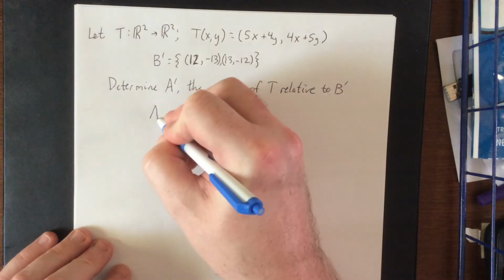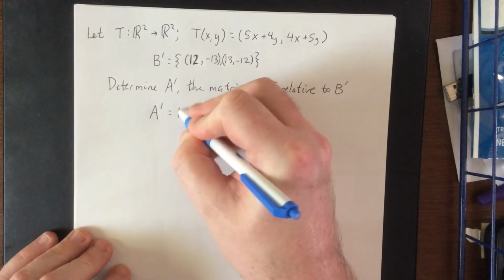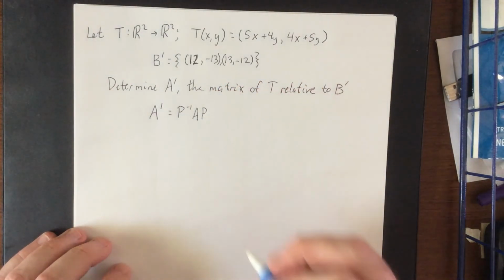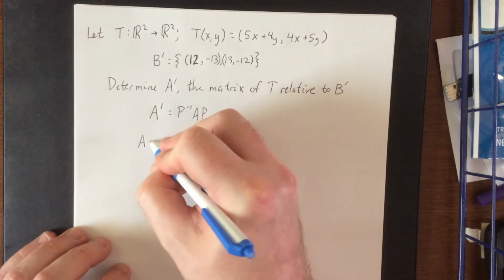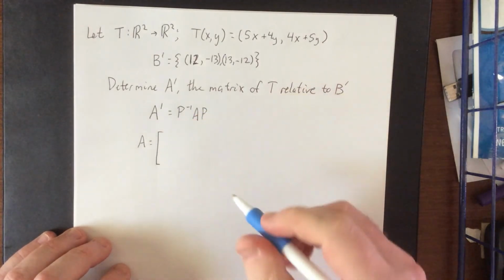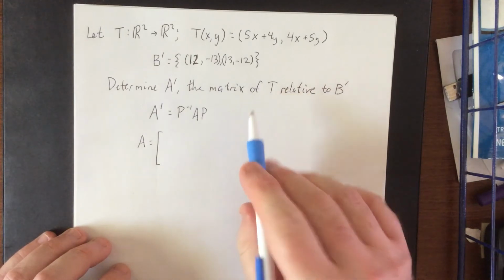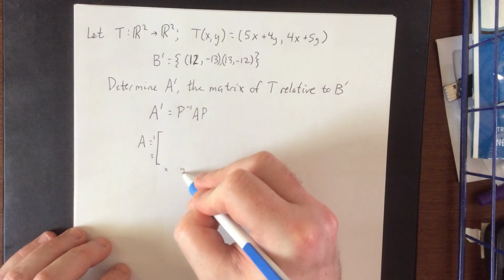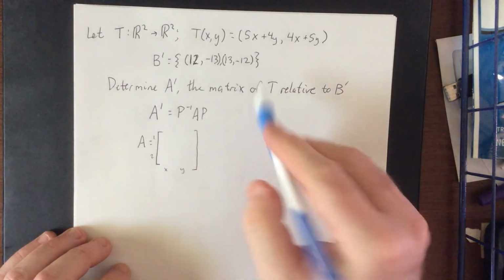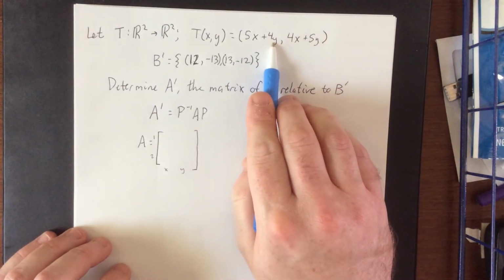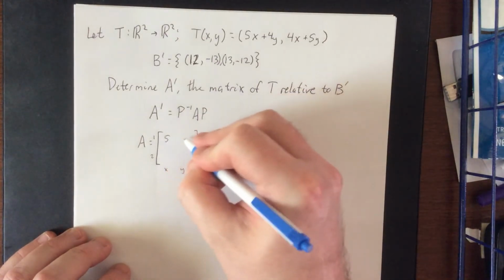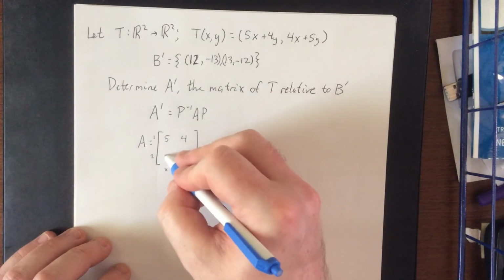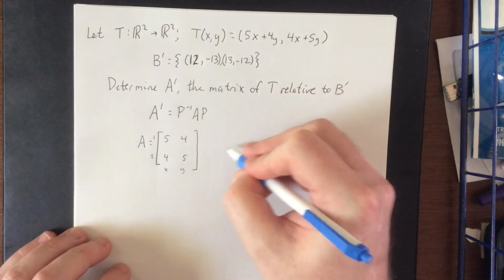Now, as we saw with our previous example, A prime is equal to P inverse times A times P, where A is the standard matrix of T relative to the standard basis. We'll interpret this as first component, second component, coefficients of x, coefficients of y. So to create 5x + 4y in the first component, that'll be 5 and 4. And for 4x + 5y in the second component, that would be a 4 and a 5.